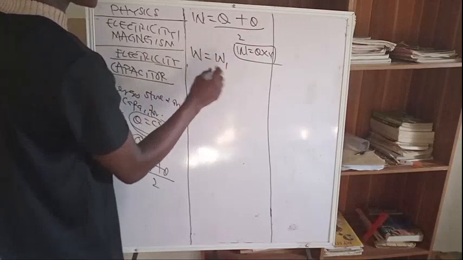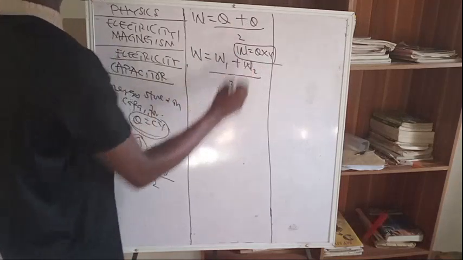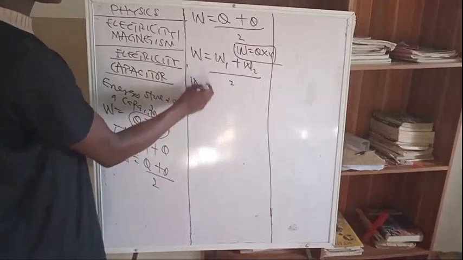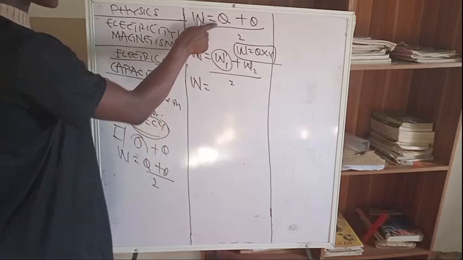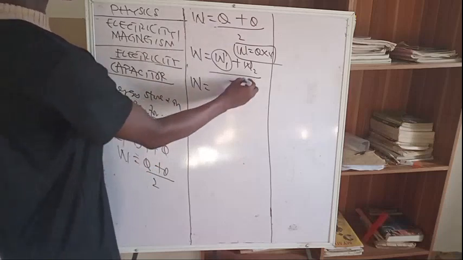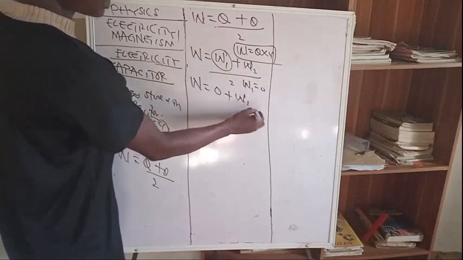Energy stored 1, this energy when there's no charge, and energy stored 2, then everything over 2. I'll find the average. Then I have energy stored in the capacitor is equal to, what's my W1? W1 is when there's no charge. Like I use charge as an illustration, then that means W1 is going to be 0 if there's no charge yet. So I have 0 plus W2, then divided by 2.